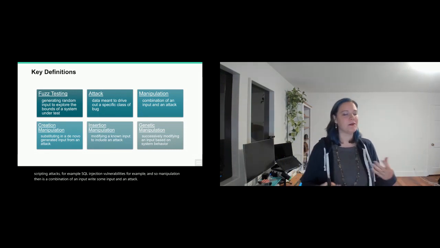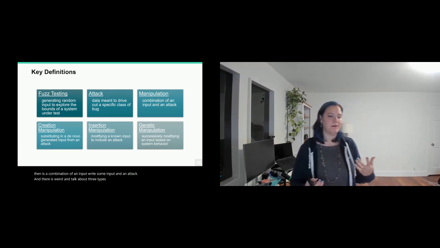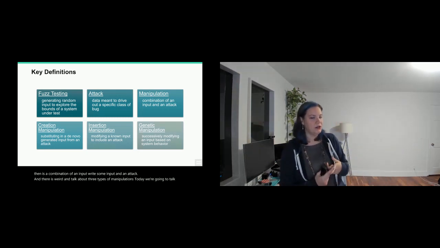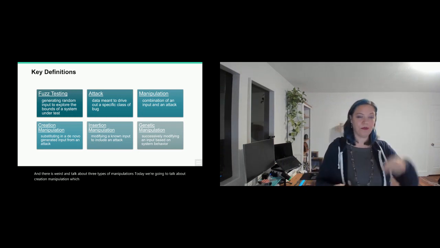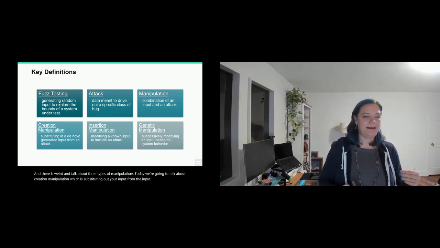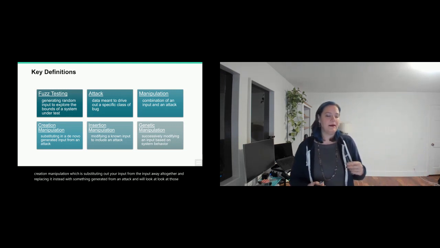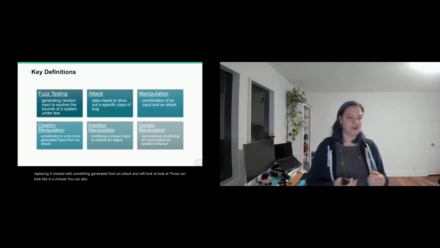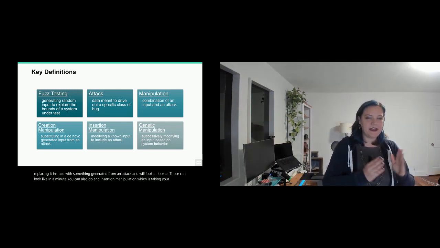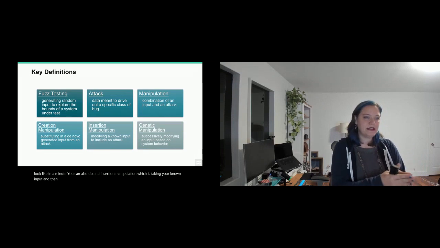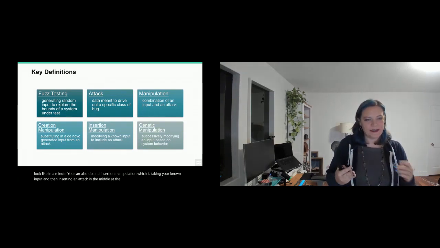And we're going to talk about 3 types of manipulations today. We're going to talk about creation manipulation, which is substituting out your input, throwing the input away altogether, and replacing it instead with something generated from an attack. And we'll look at what those can look like in a minute. You can also do an insertion manipulation, which is taking your known input and then inserting an attack, in the middle, at the beginning, at the end, somewhere in there.